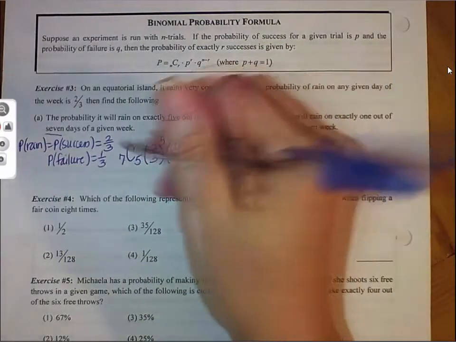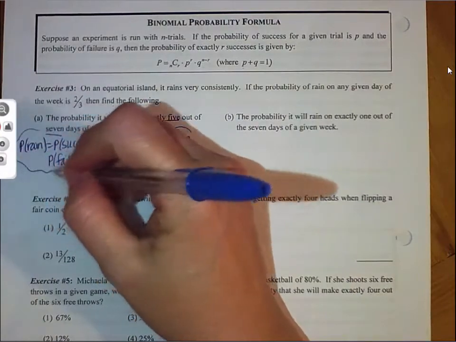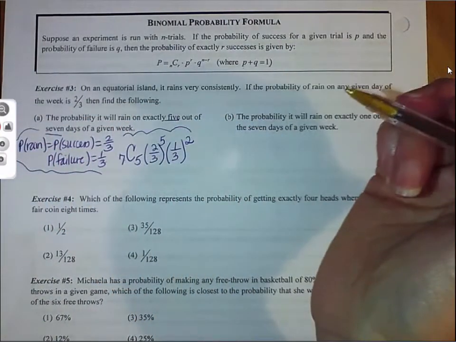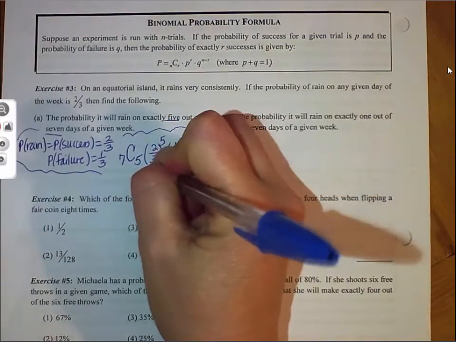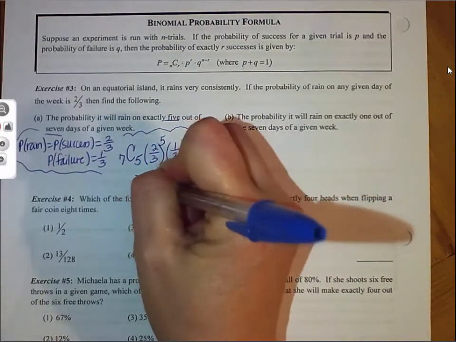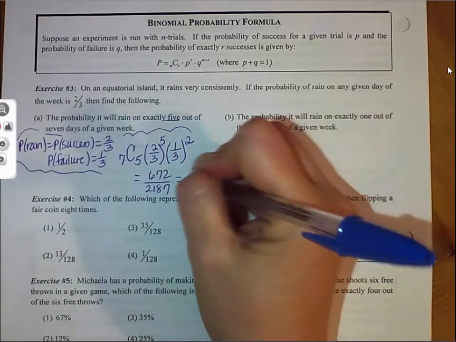So again, that is your setup. That's the new part for today. And you do need to show your success-failure ratios. And then from there, it's simple calculator punching. You'll get 672 out of 2187, or reduced to 24 out of 729.